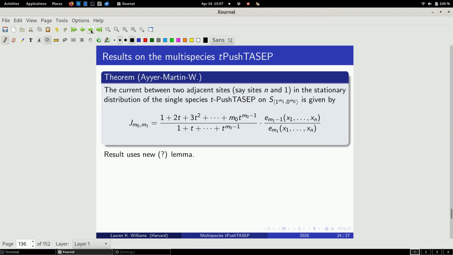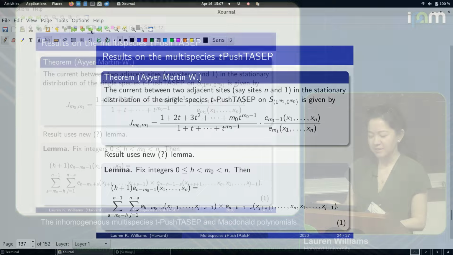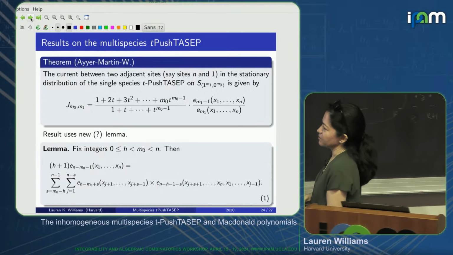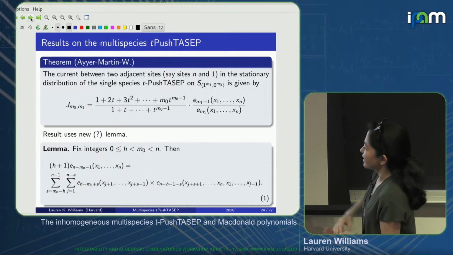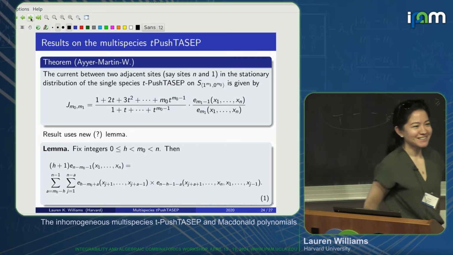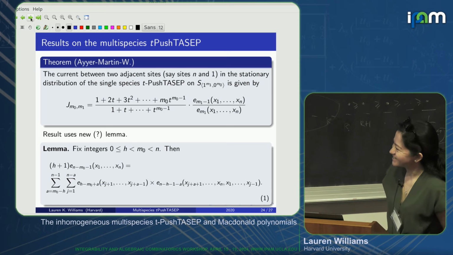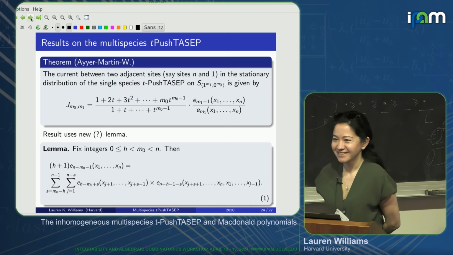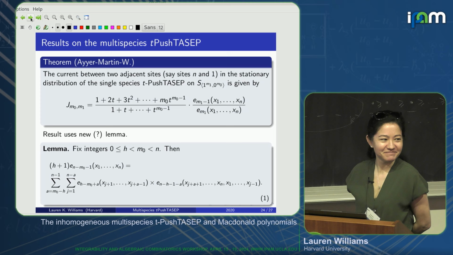And to prove this, we needed a lemma, which we haven't seen in the literature, but maybe somebody here has. So anyway, here's a lemma about elementary symmetric polynomials. If you've seen it, then please give us a reference. Anybody seen that one?